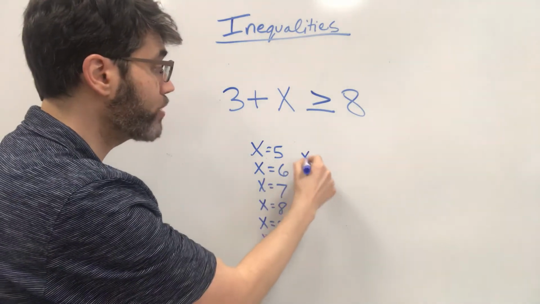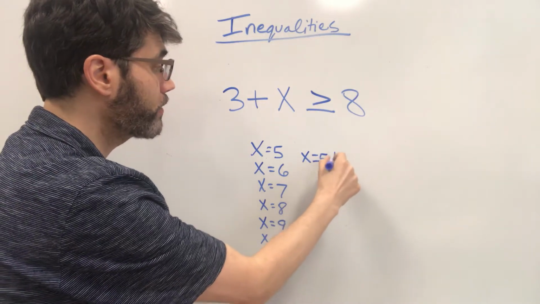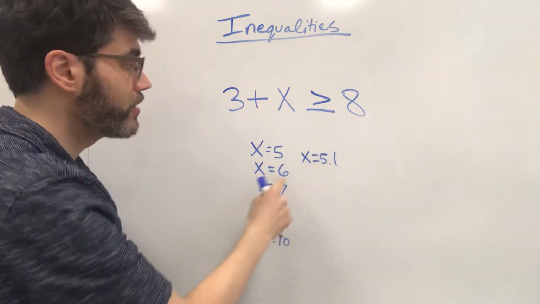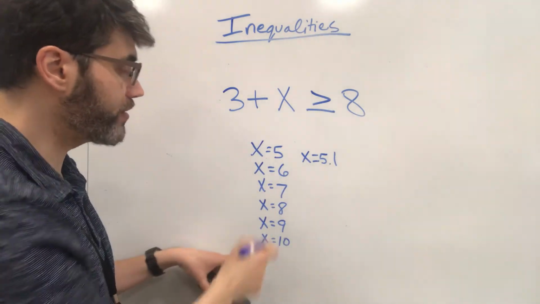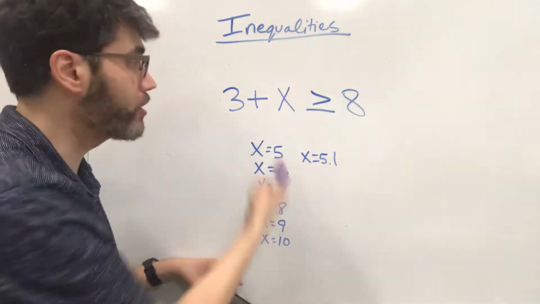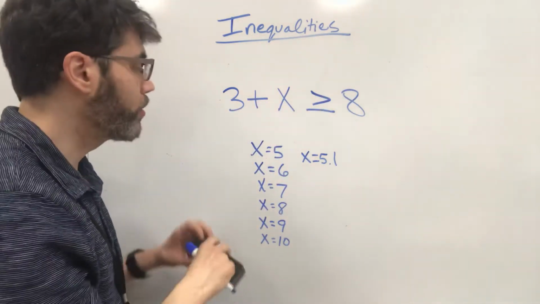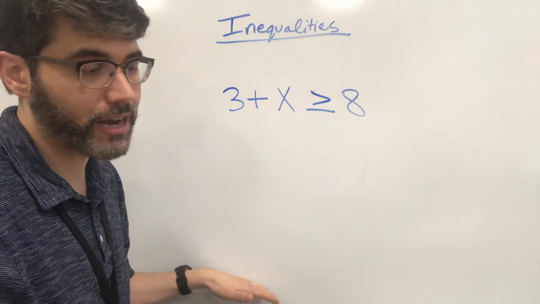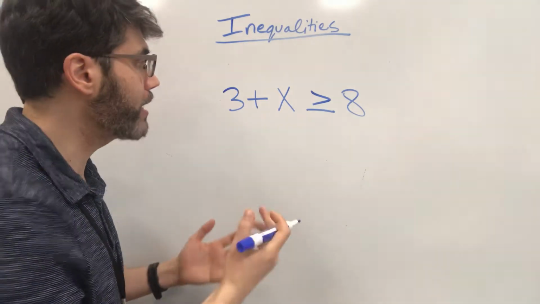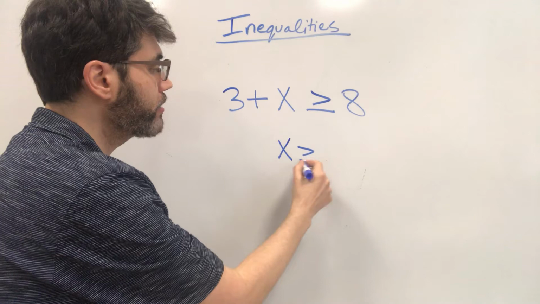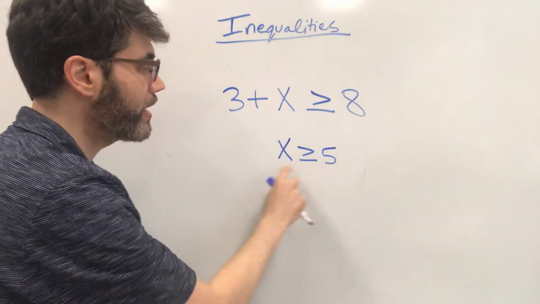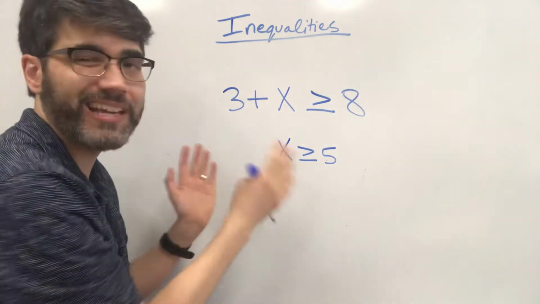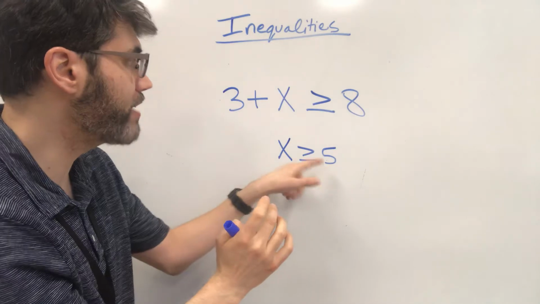x could be 5.1. 5.1 would work. 5.1 plus 3 is 8.1. 8.1 is greater than or equal to 8. So in order to show that there's an infinite number of x's that could make this statement true, instead of saying x equals a specific thing, because that would take a long time to say all the things it could be equal to, we're going to write x is greater than or equal to 5. So this is not just saying x could be one specific number, but it could be a whole set of numbers. As long as x is greater than or equal to 5, it will make the statement true.